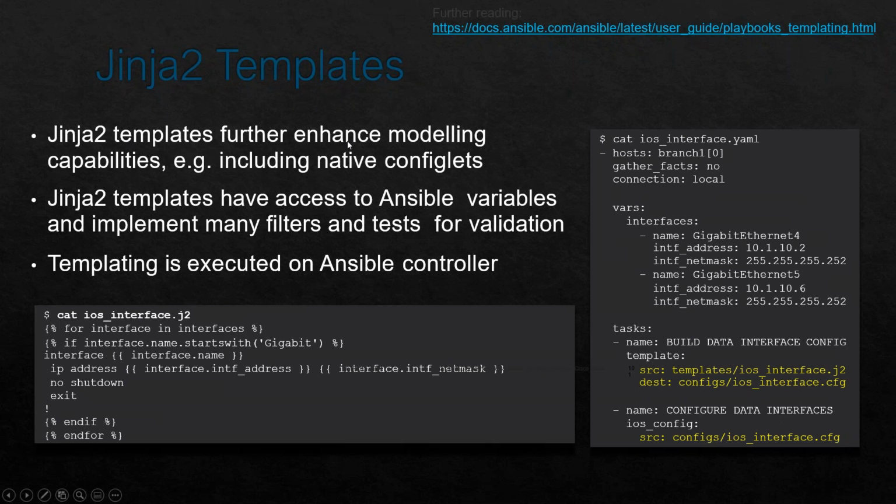Now this Jinja 2 template further enhances the modeling capability, including native conflict sets. Jinja 2 templates have access to the Ansible variables and implement many filters and tests. That's the key actually. We have the variables inside Ansible, and to simplify the variables and calls, we are using Jinja 2 templates. And again, you can see the example here on the right-hand side.